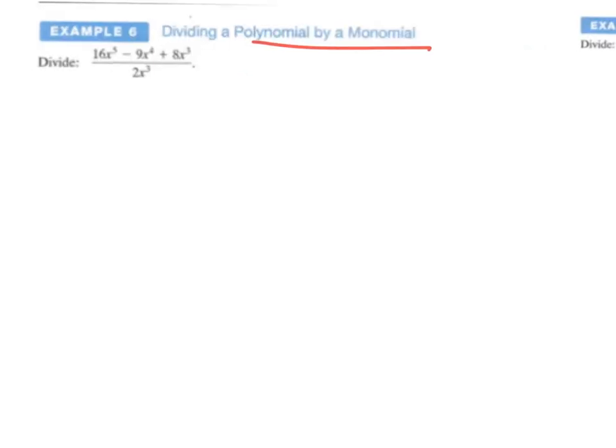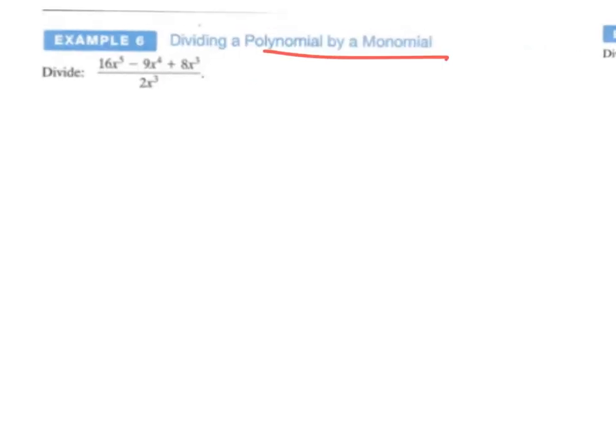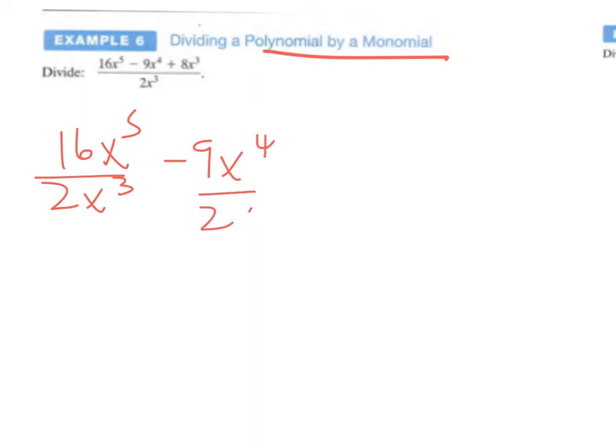Here's another example of doing the exact same thing, except they wrote it over just 1, but I'm going to separate it. I'm going to go x to the 5th over 2x cubed, minus 9x to the 4th over 2x cubed, and then plus 8x cubed over 2x cubed.